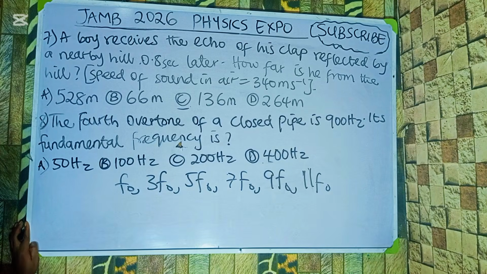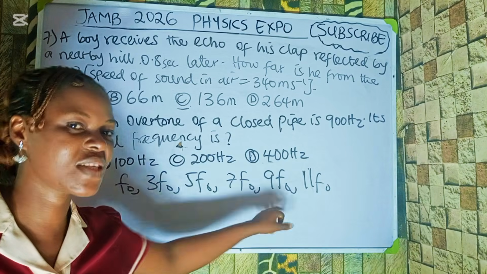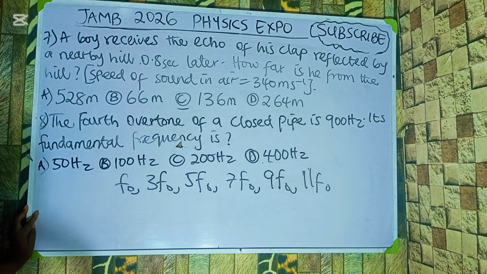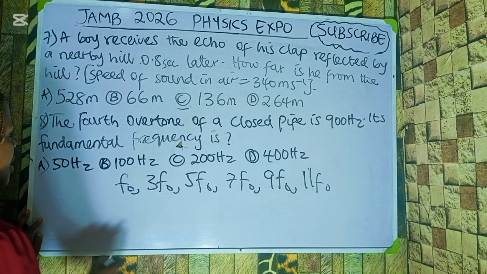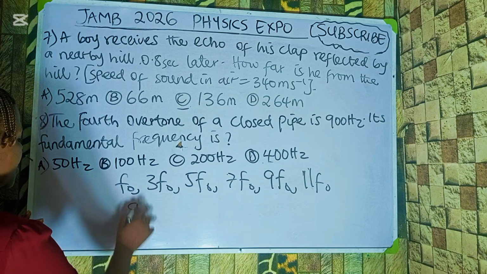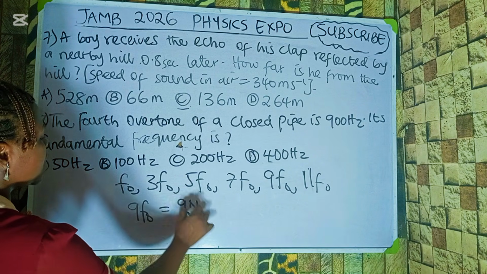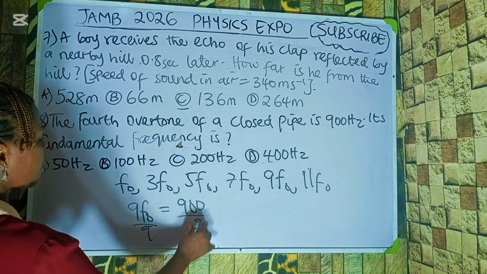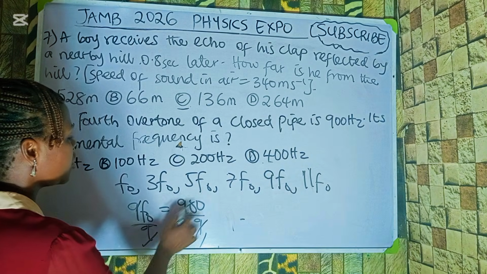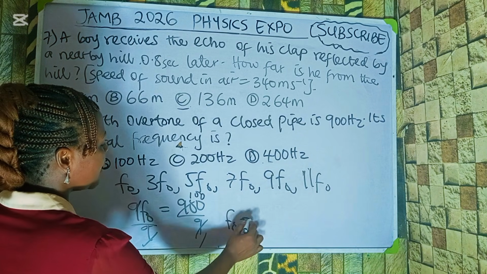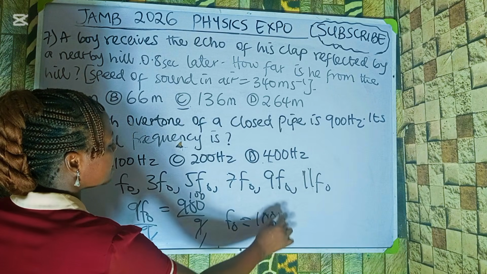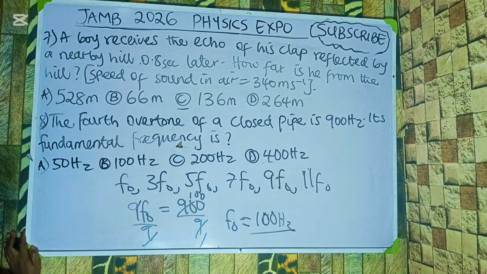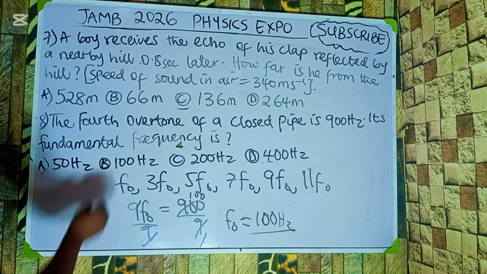Alright, so what we're asked to find is what? The fundamental frequency of the fourth overtone, which is the fifth harmonic, right? So the fourth overtone is 900 Hz. So I will now say the fourth overtone, that is 9F naught, equals 900 Hz. We are asked to find the fundamental frequency. Simply divide it by 9. This cancels, and it is going to give us 100. Fundamental frequency F naught equals 100 Hz. Is that clear? So this is how to solve this kind of question. Alright, so from what we've done so far, the correct option to this question is option B.